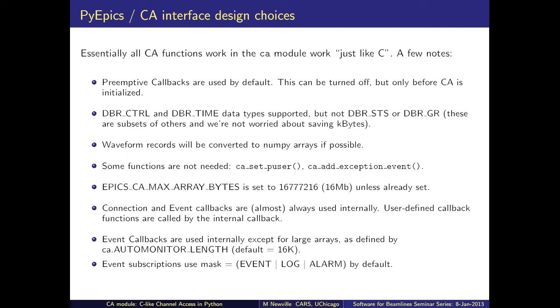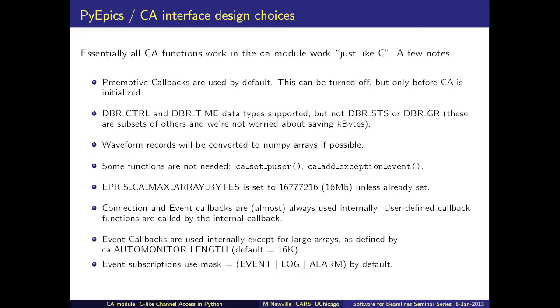That means that the values are always updated in time. And that's almost always true except for very large arrays. For arrays larger than 16 kilobytes or 16 kilo elements, that doesn't use callbacks automatically. And for subscription events, an event mask was picked so that they always use that. So I'll go on to talk about some of the things built on top of PyEpics.